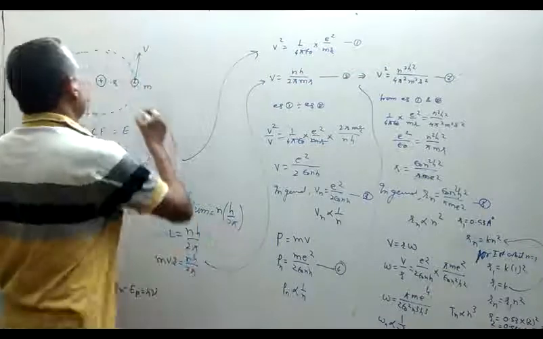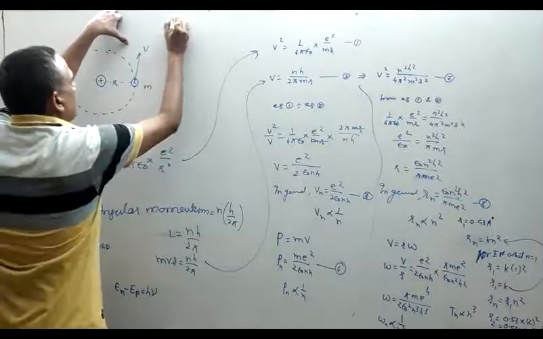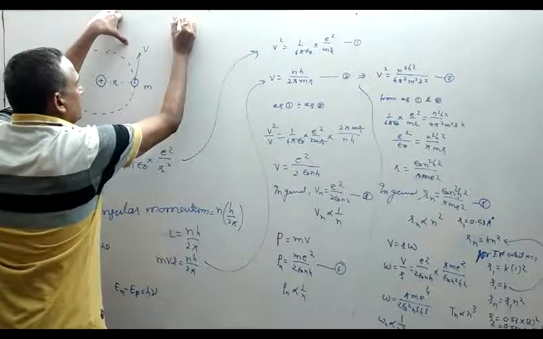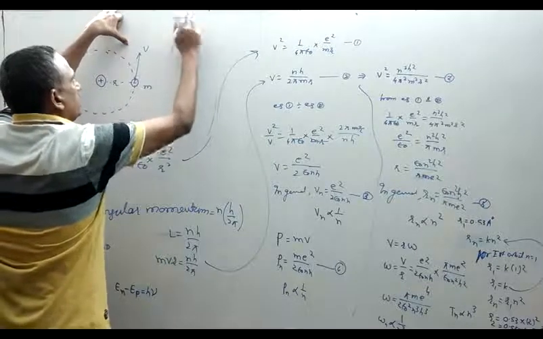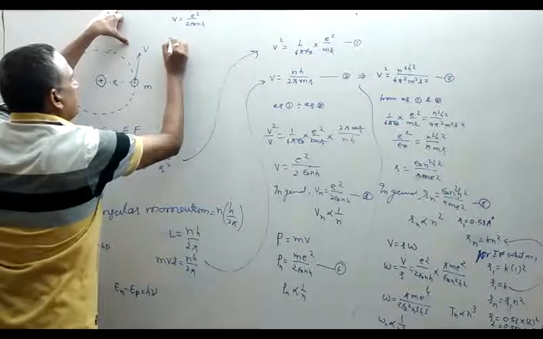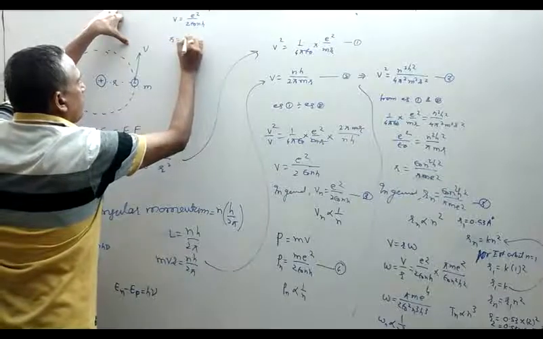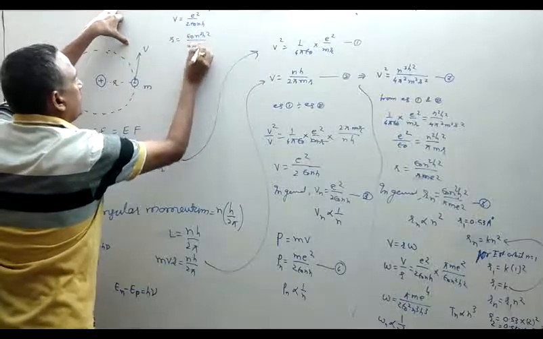We know that when an electron is revolving around the nucleus, there are different physical quantities that can be determined, that is, velocity. Its velocity is represented by e square upon 2 epsilon 0 n h. Radius is represented by epsilon 0 n square h square upon pi m e square.